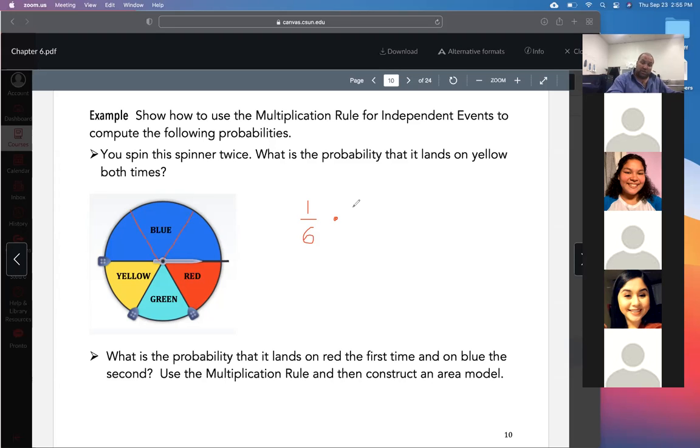And the second one is independent. That's also 1/6. And as a result, what is the likelihood of both of them being yellow? 1 out of 36.